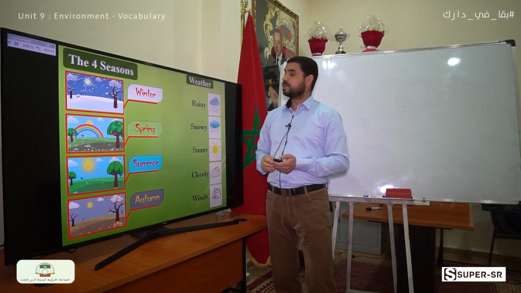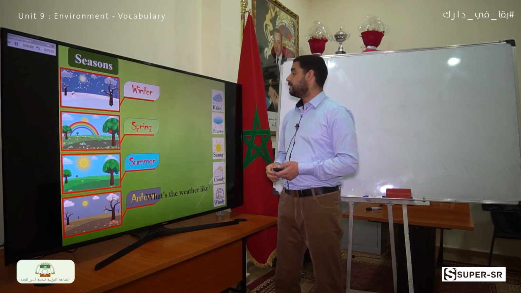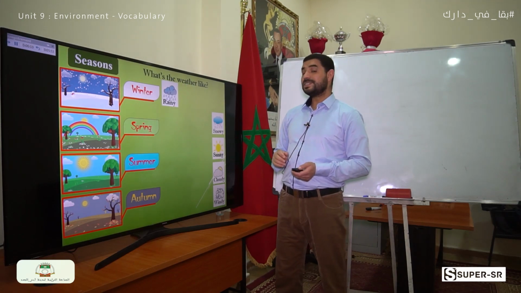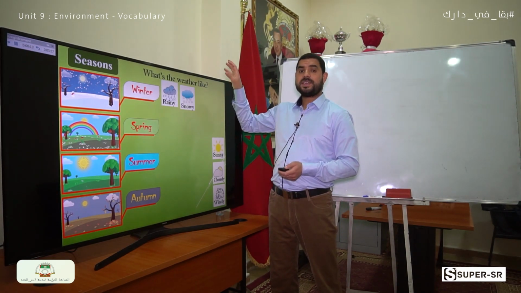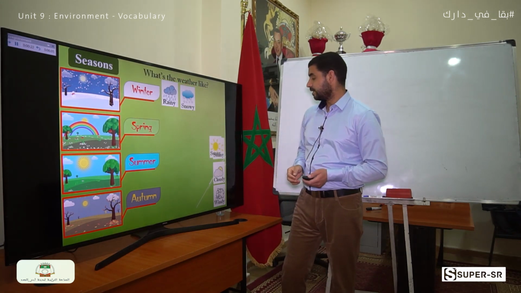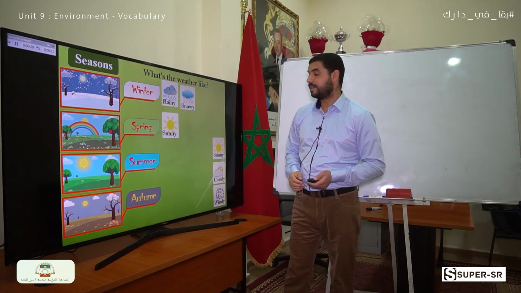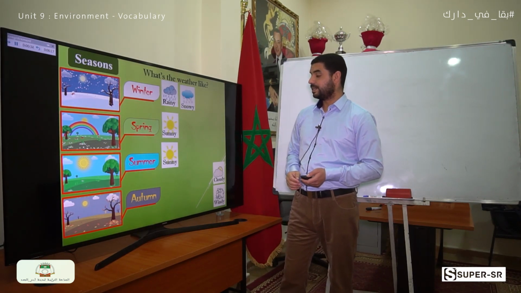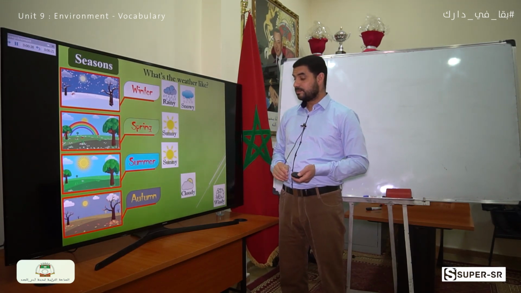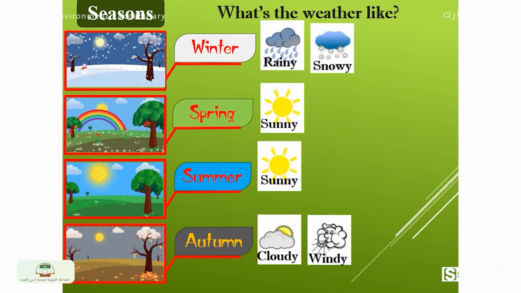So let's look at the seasons. What is the weather like in winter, for example? It's often rainy, but it's sometimes snowy. In some places, in the mountains, it's snowy. What about spring? It's usually sunny. What about summer? It's always sunny. In autumn, it can be cloudy or windy. So in winter, the weather is rainy or snowy. In spring, sunny. In summer, sunny. In autumn, it can be cloudy or windy.